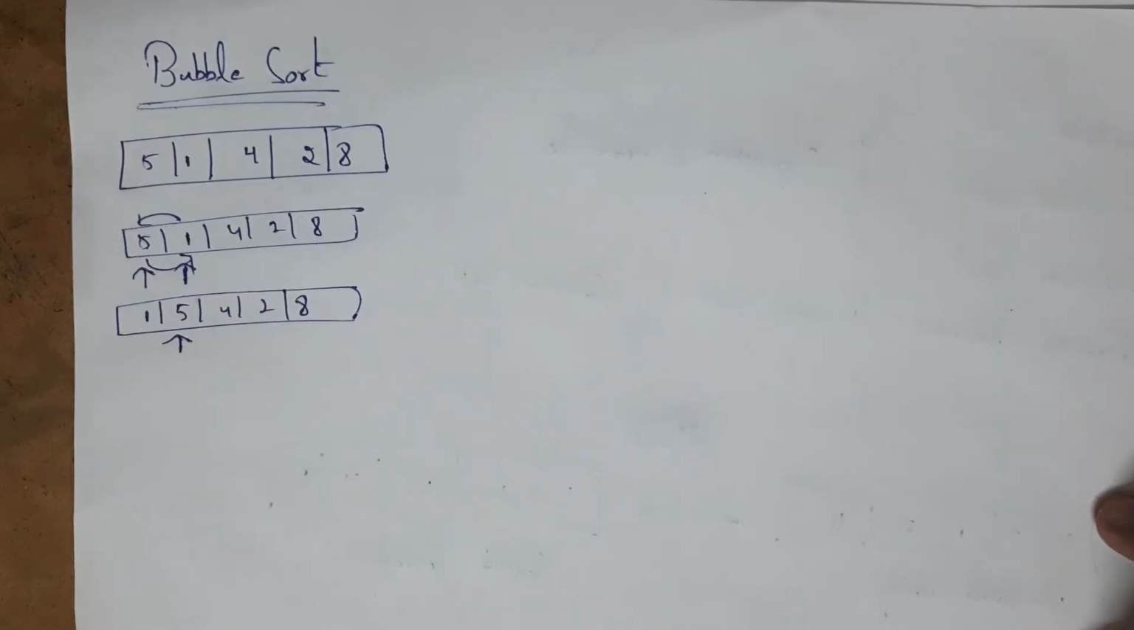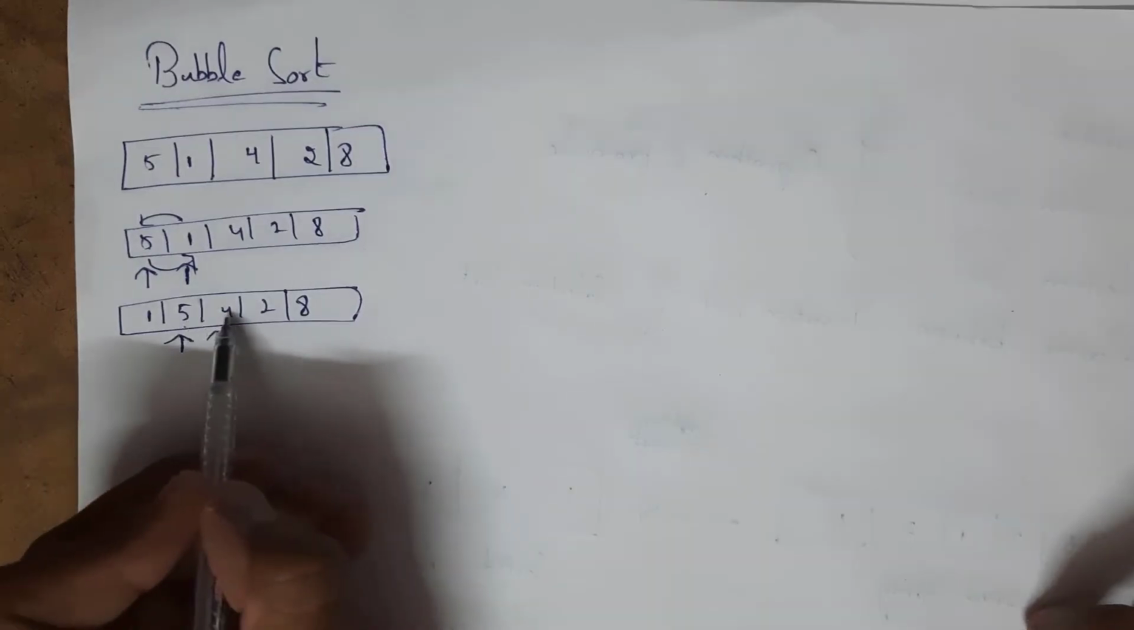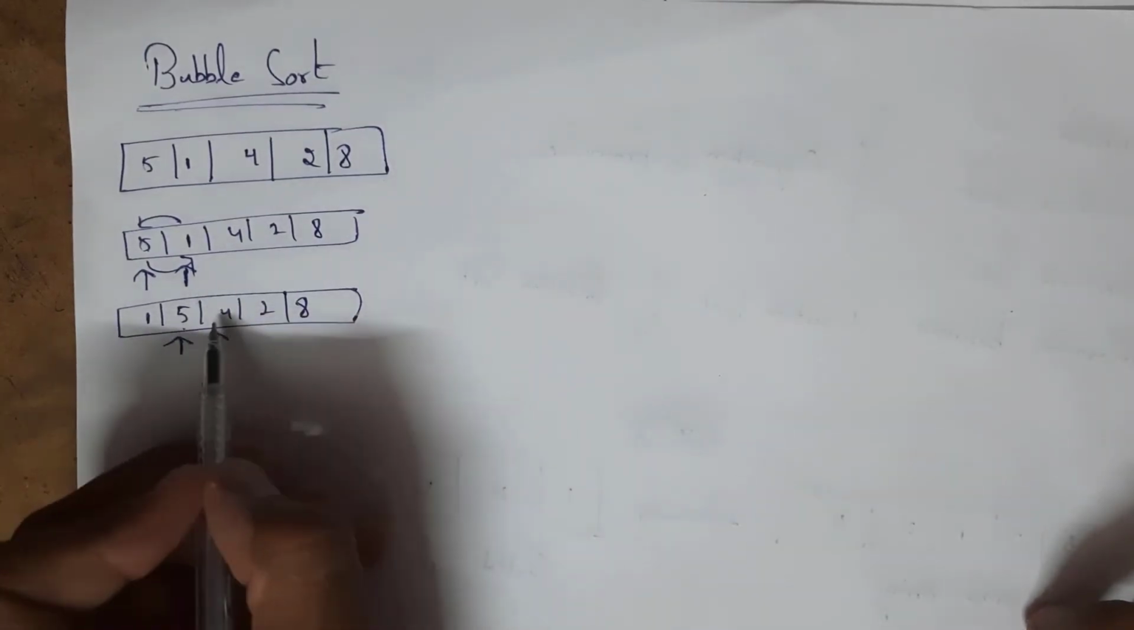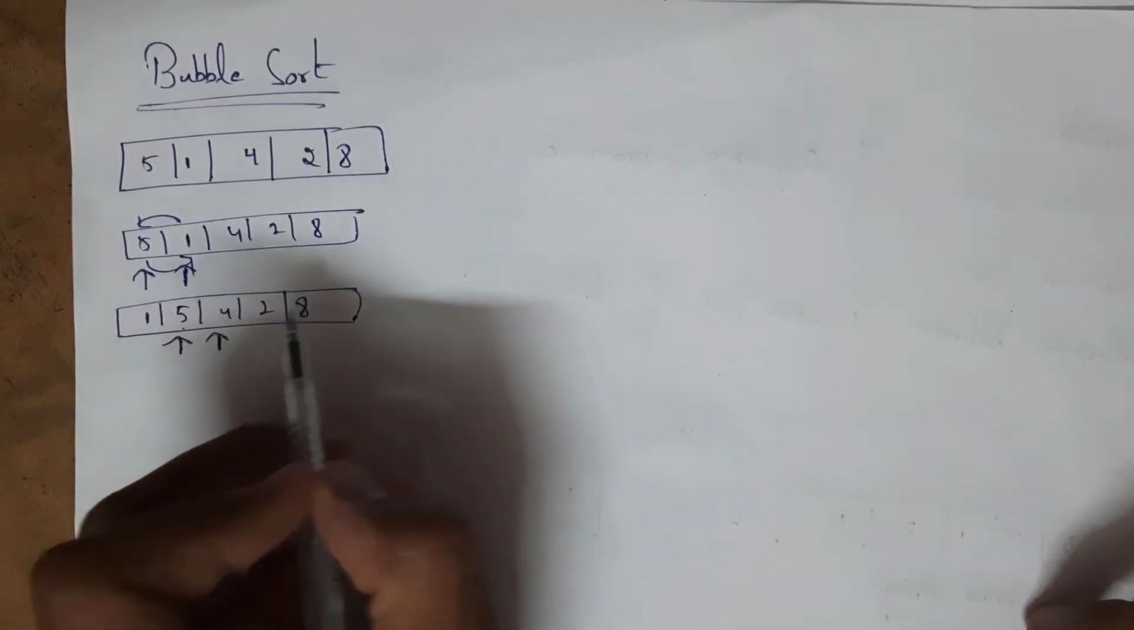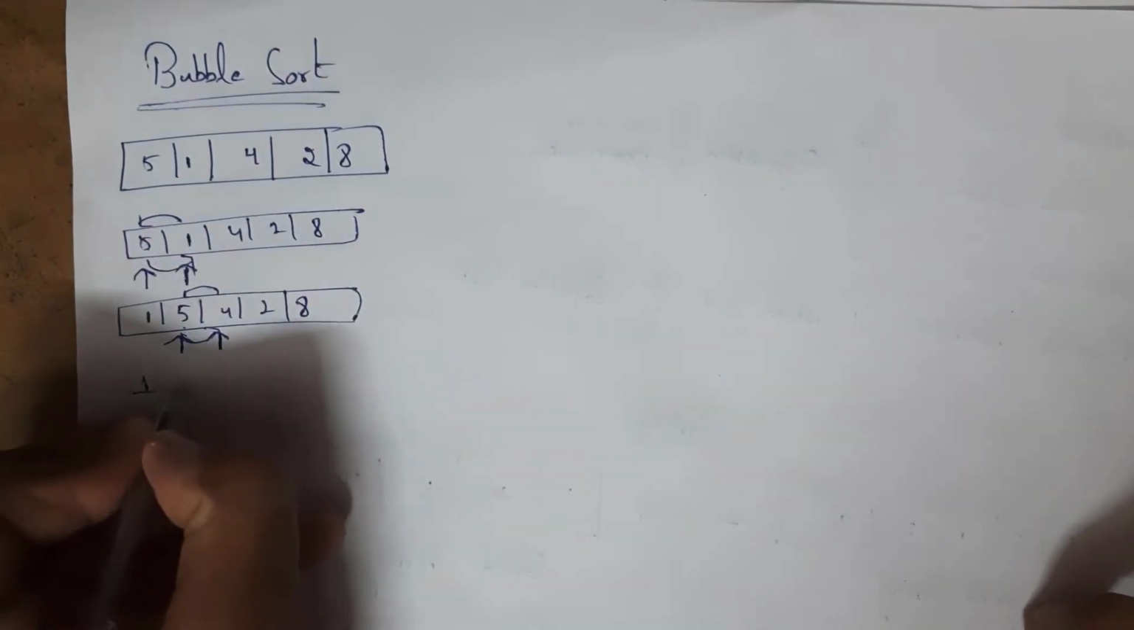My cursor is here. Now move the cursor 1 position forward. So I am placing the cursor here. Here 5 and 4 both are in the wrong position because 4 should be first and after 4 there should be 5. So again swap these both adjacent elements. So after swapping, my array looks like this: 1, 4, 5, 2, 8.